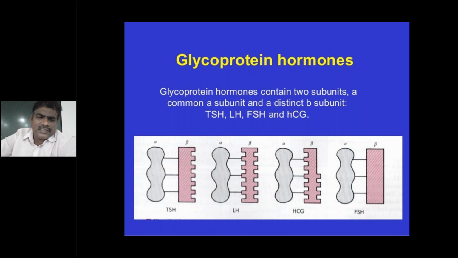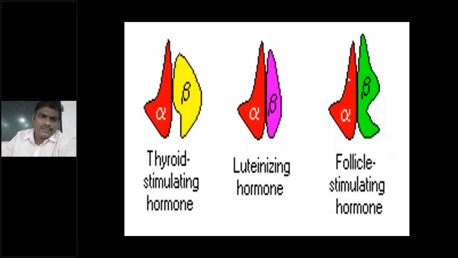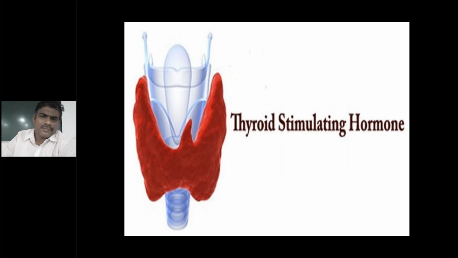Let's closely observe the pictures: TSH, LH, hCG, and FSH. There is no difference in the alpha subunit, but there is a structural difference in the beta subunit. The alpha subunits are the same in thyroid stimulating hormone, luteinizing hormone, and follicle stimulating hormone, but you can see a variation in the beta subunits. Now, first let's talk about thyroid stimulating hormone.